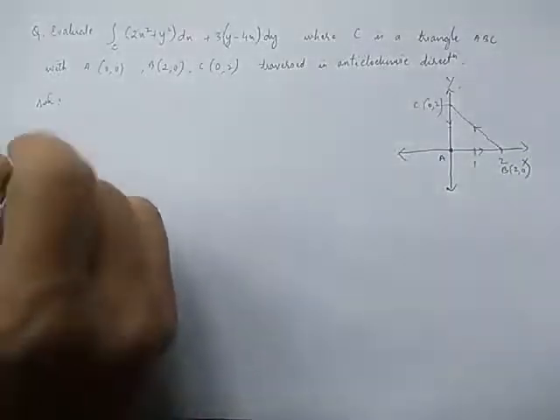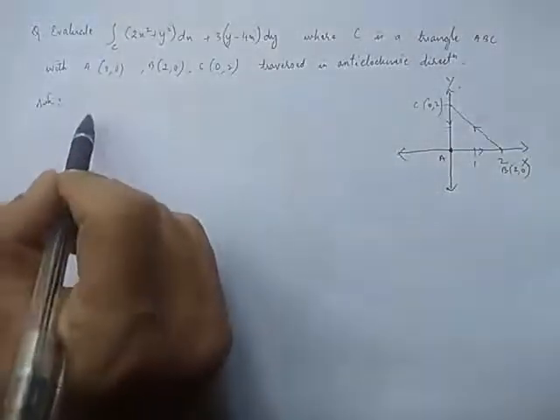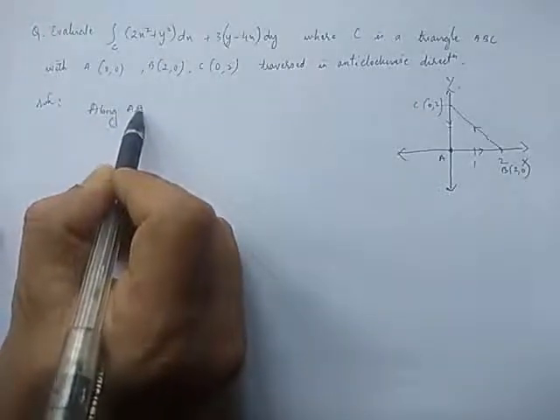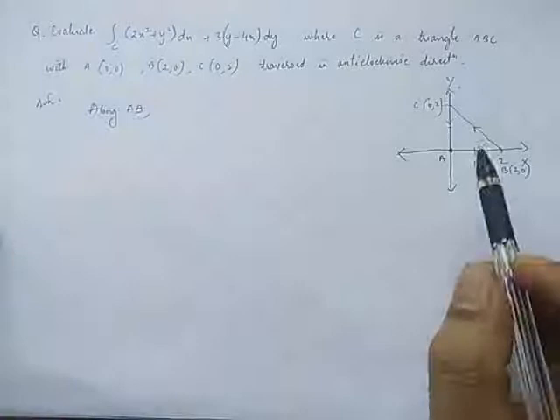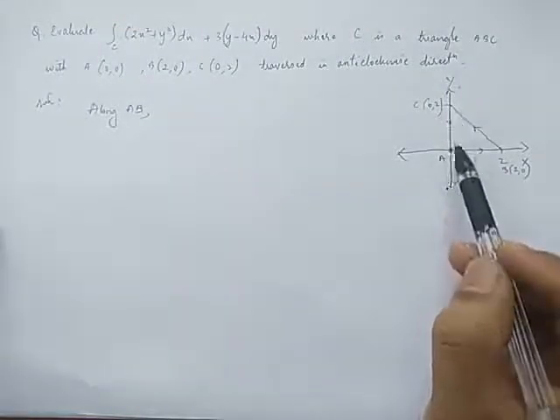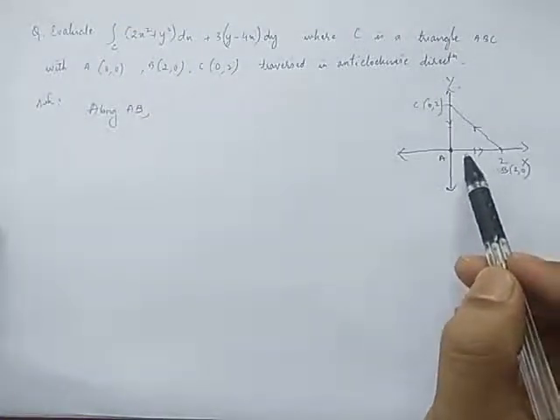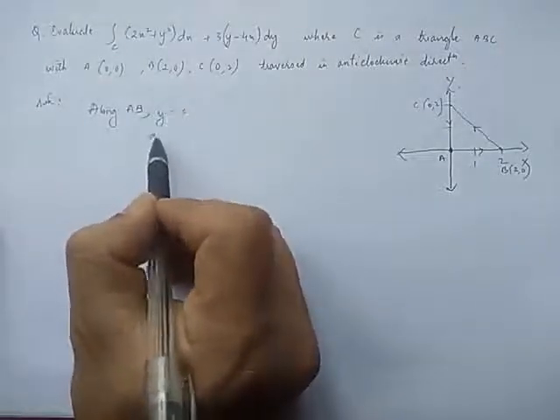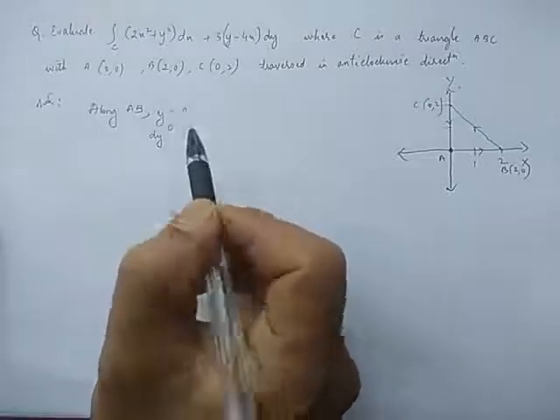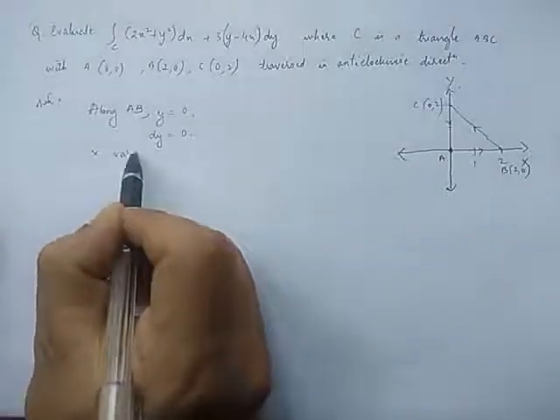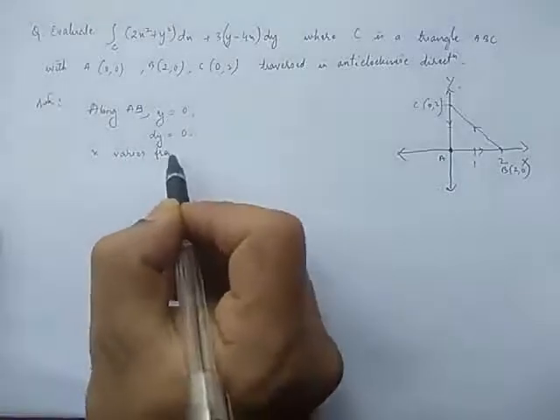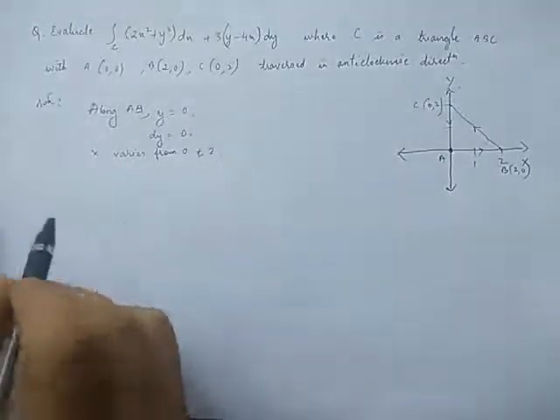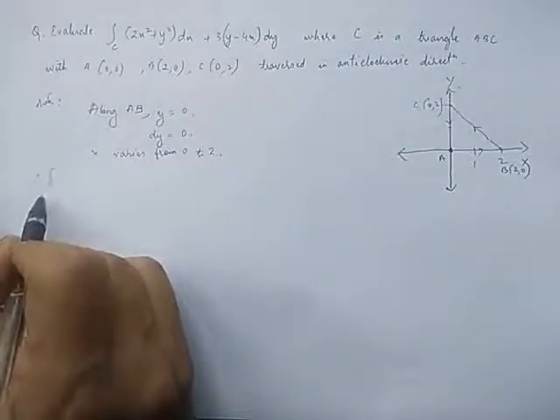So let's talk about along AB. So along AB, my y equal to 0. The y part is always equal to 0, and x varies. So my y equal to 0. That means my dy is going to be equal to 0. X varies from 0 to 2.